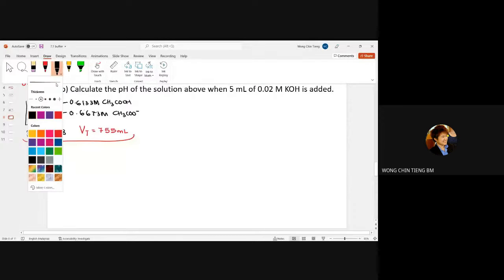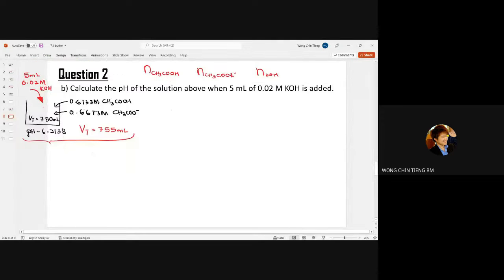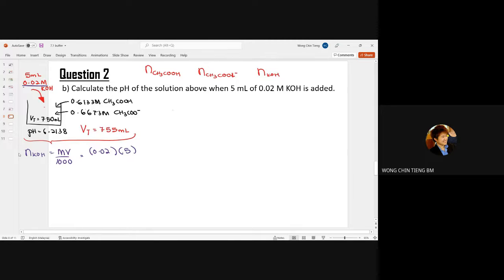So the very first thing, guys, we need to find the number of moles. Finding the number of moles of KOH, the formula is very easy: MV over 1000. Concentration 0.02 molar, volume 5 milliliter, given in the question, divide by 1000. You will get the number of moles of KOH.